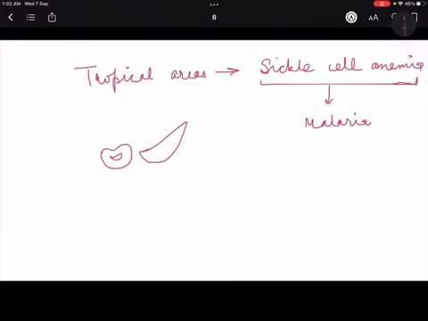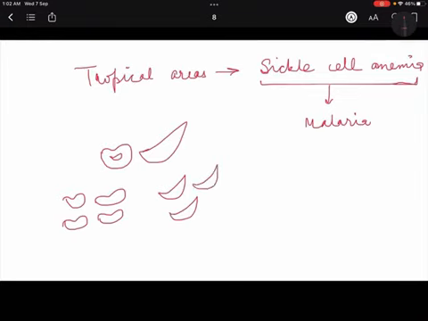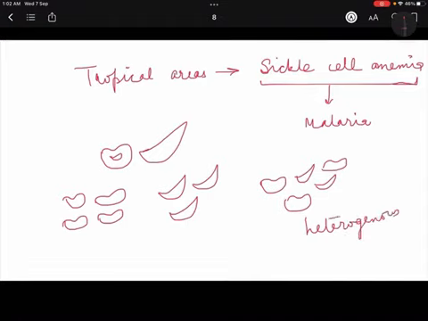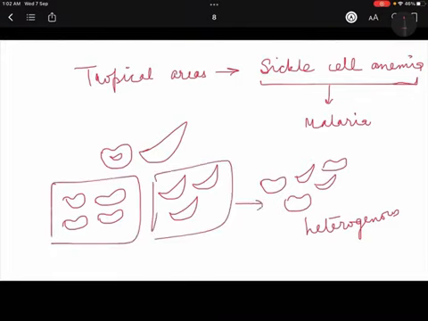So now a person who has heterogeneous genes, for example, who doesn't have purely normal RBCs or purely sickle cell RBCs, he has something more like this, which is more like heterogeneous RBCs, okay, which has the combination of both normal and sickle cell. He has both. So this will lead him to mild illness for sickle cell, but will give resistance against malaria.